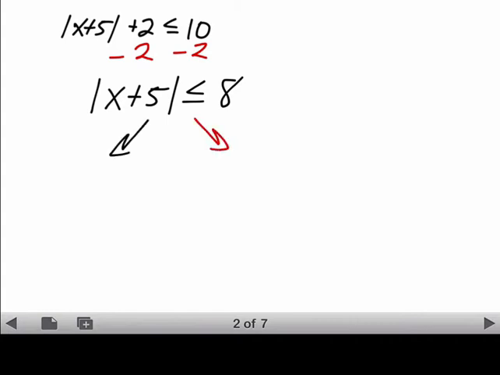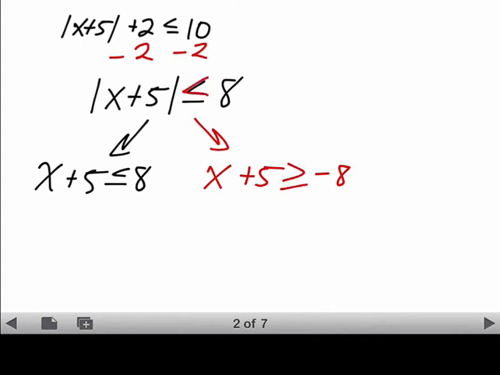And at this point, we're going to write down two inequalities. For one of them, we drop the absolute values entirely and everything else stays the same. x plus 5 is less than or equal to 8. For the other one, we drop the absolute value symbols and use the negative of what's on the right-hand side. The inequality symbol itself will reverse. We have x plus 5 is greater than or equal to -8.